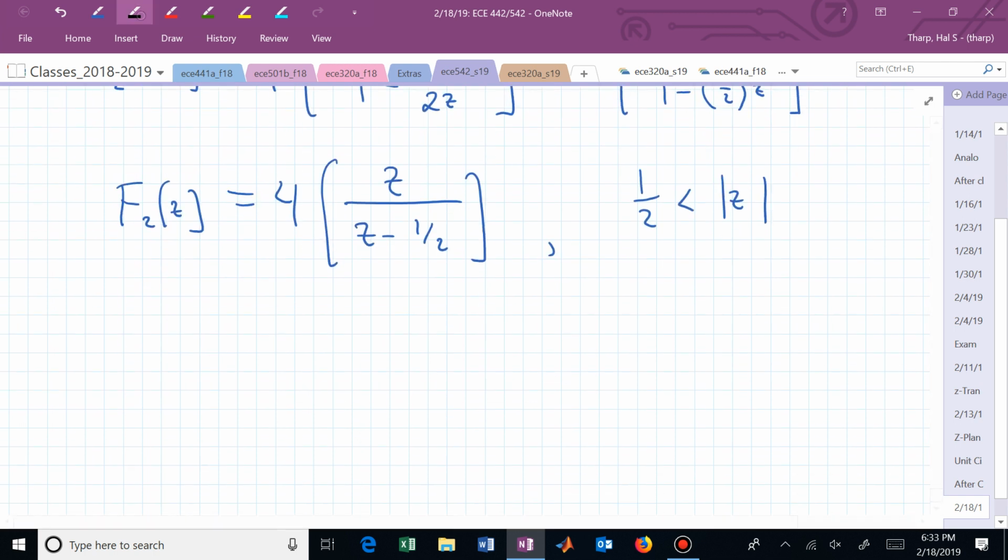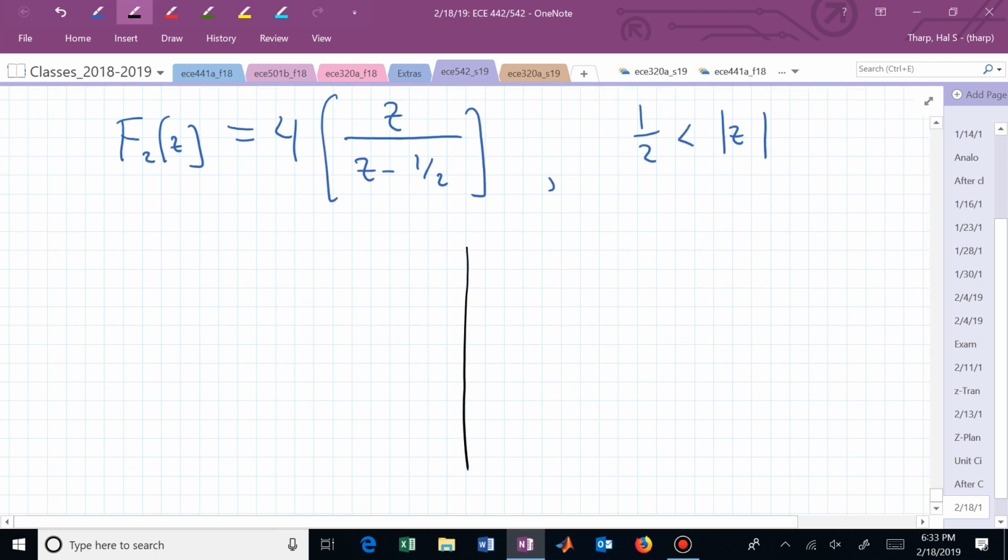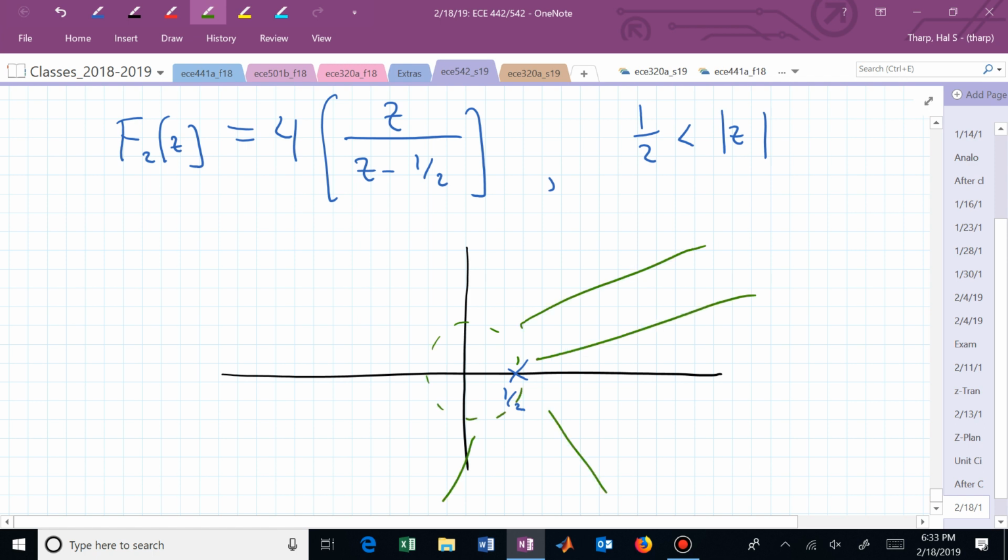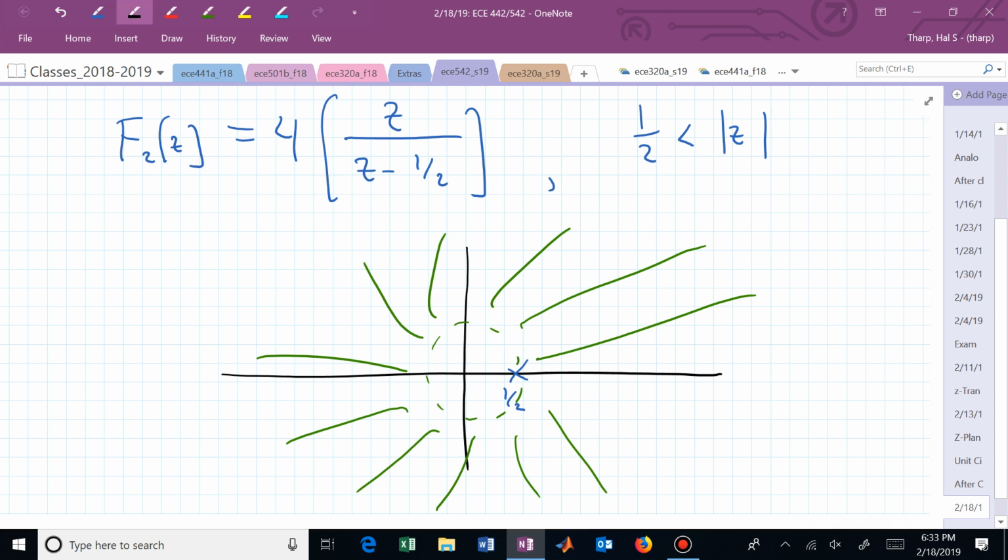Now we have a region of convergence number 2. Here's 1/2. Our z to be in the region of convergence needs to be outside of that boundary of inner disk size 1/2. And this is now ROC2.